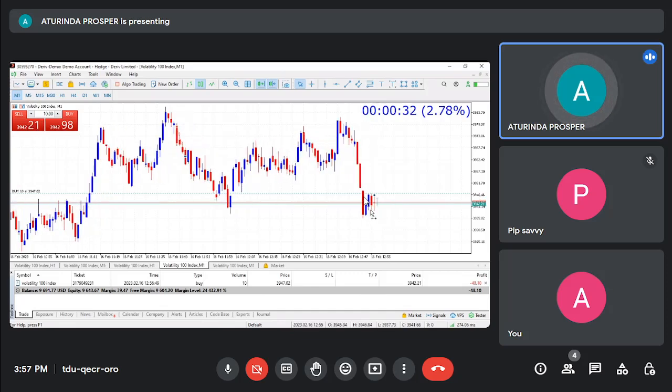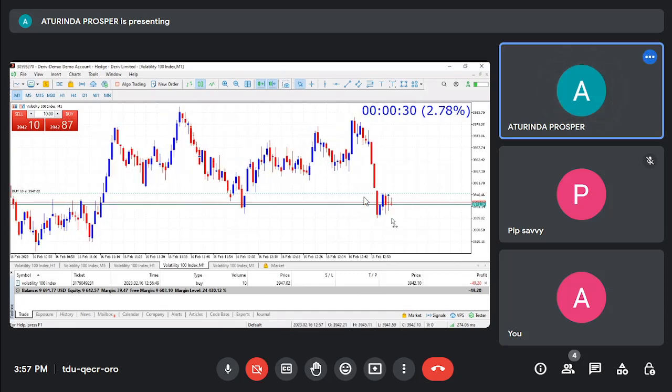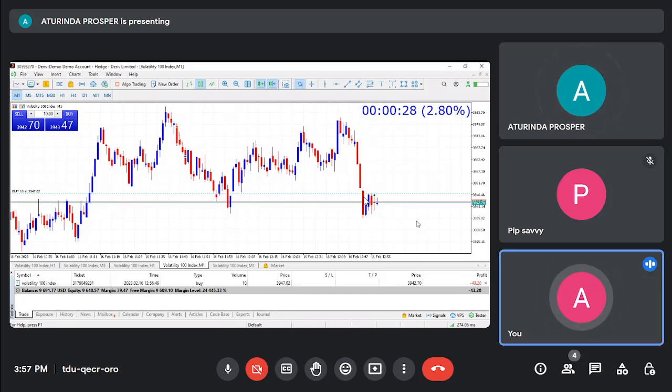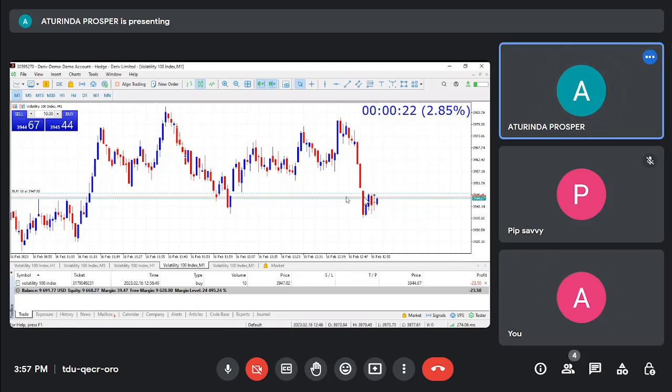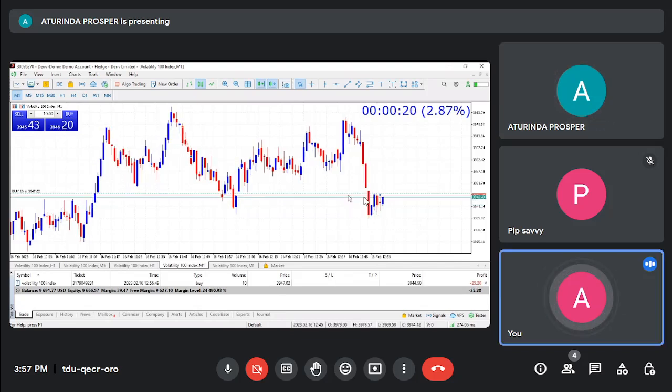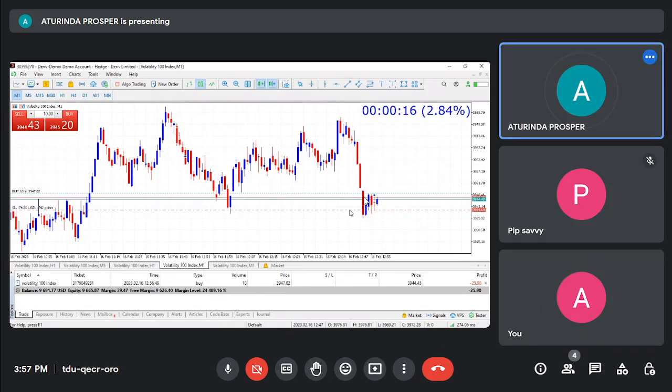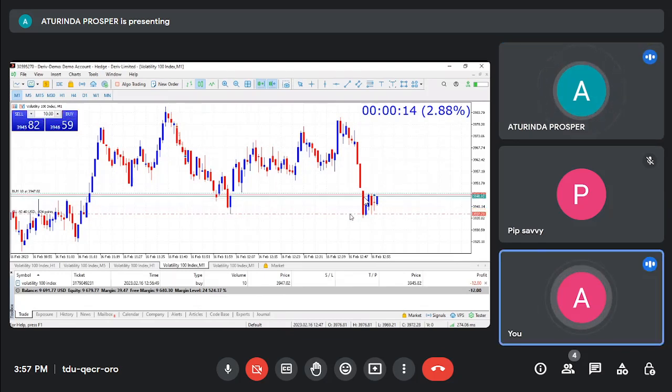You see the stop loss is not moving. No, no. Where did you enter from? Is it here? Yes, that's where you entered from. This one? Yes. Continue.